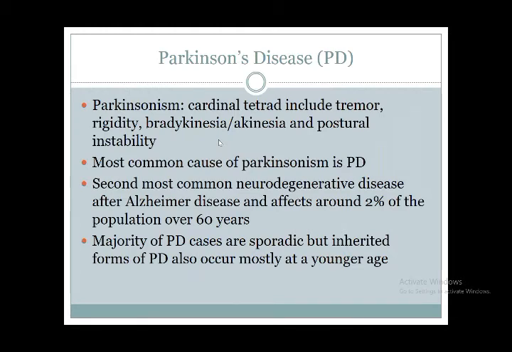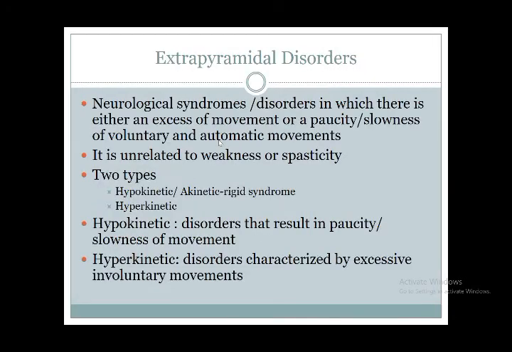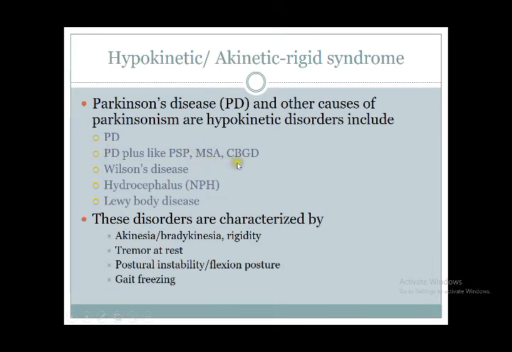We will discuss briefly Parkinson's disease, a very important topic of extrapyramidal disorders. So, what is Parkinsonism? Basically, it is a cardinal tetrad that includes tremor, rigidity, bradykinesia or akinesia, and postural instability. It is called Parkinsonism, and the most common cause of Parkinsonism is Parkinson's disease. We discussed that there are other causes of Parkinsonism as well. As I discussed in this slide, PD plus disorders like PSP, MSA, corticobasal ganglionic degeneration, and Wilson disease can cause Parkinsonism. Hydrocephalus, normal pressure hydrocephalus (NPH), and Lewy body disease can also cause Parkinsonism.